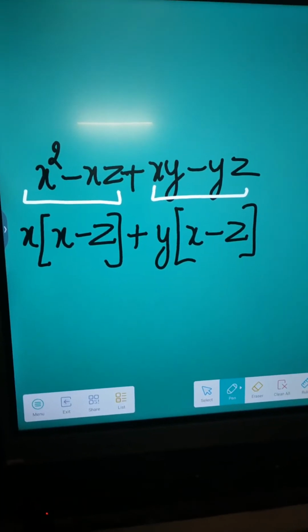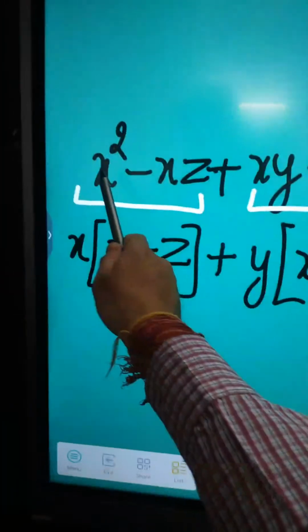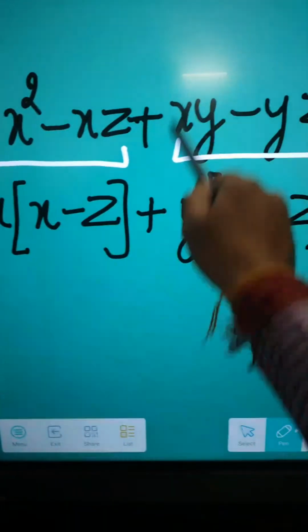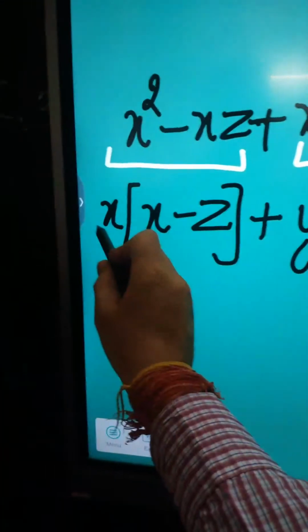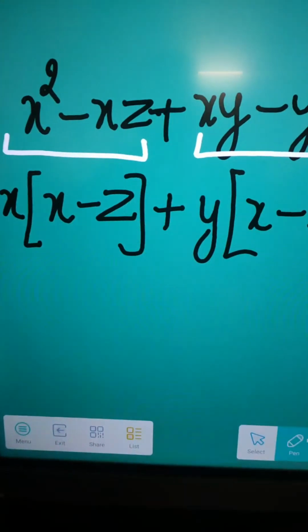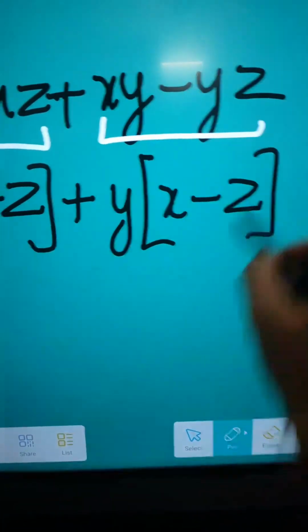So x square minus xz, in this x is common. So we will not take common in the whole expression. We will divide the expression into two parts, and in the second part x is common. So x bracket x minus z. How did it come? Watch the first part. In this what is common? Y is common, so it will be x minus z.